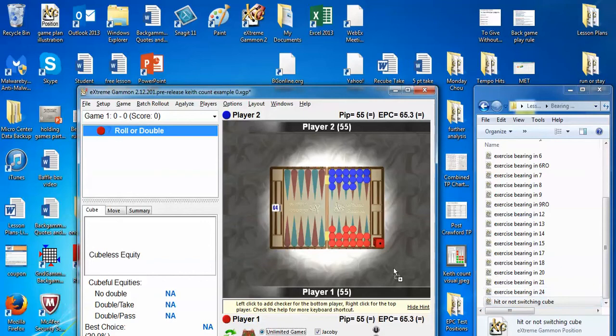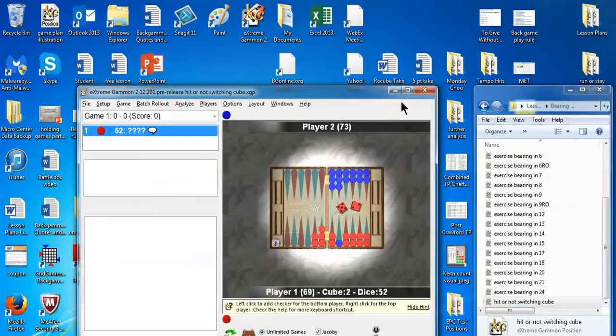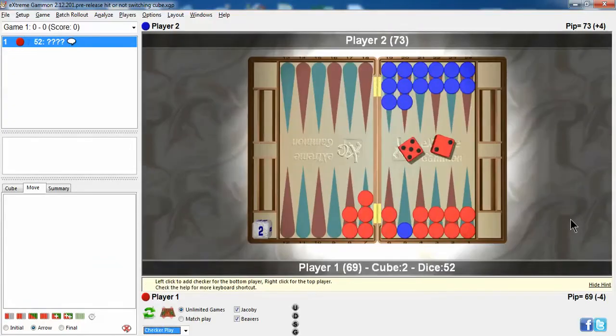Let me show you an interesting position, again, that illustrates the point very well. Red is on roll here and has a 5-2 to play. He is up 4 pips before the roll.